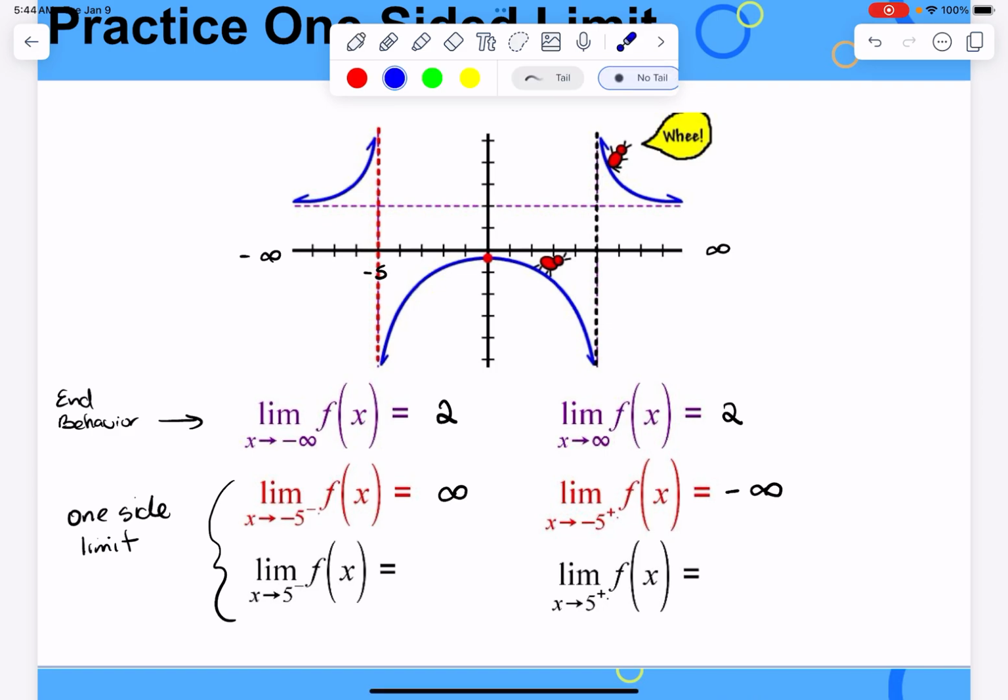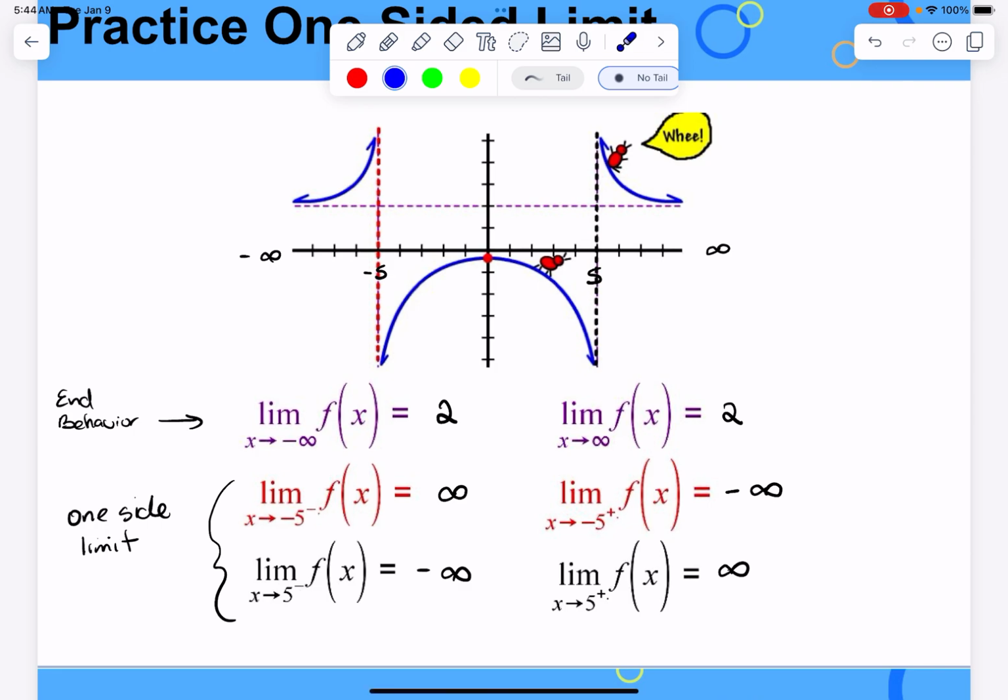Let's try the other vertical asymptote, which notice here is at positive 5. So we write the limit as x approaches 5 from the left of that function, and the limit as x approaches 5 from the right of that function. So here we go. We're going to start from the left. As x approaches 5 from the left, notice that it is decreasing. So that one's going to negative infinity. And then the limit as x approaches 5 from the right, so I have to come from the right now, and I'm approaching 5 from the right side, it is increasing, so it's going to infinity.